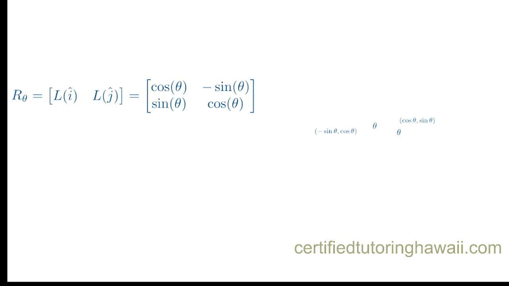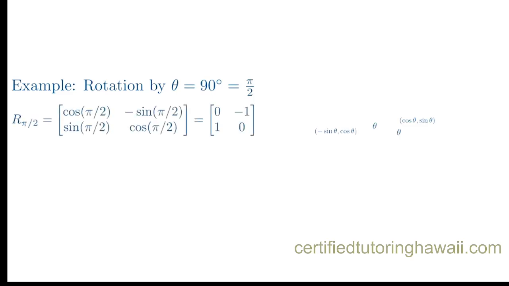Let's find the matrix for a 90-degree rotation. Since 90 degrees is pi/2 radians, our angle theta is pi/2. We know that cos(pi/2) is 0 and sin(pi/2) is 1. Plugging these into our formula, we get the matrix [0, -1; 1, 0].